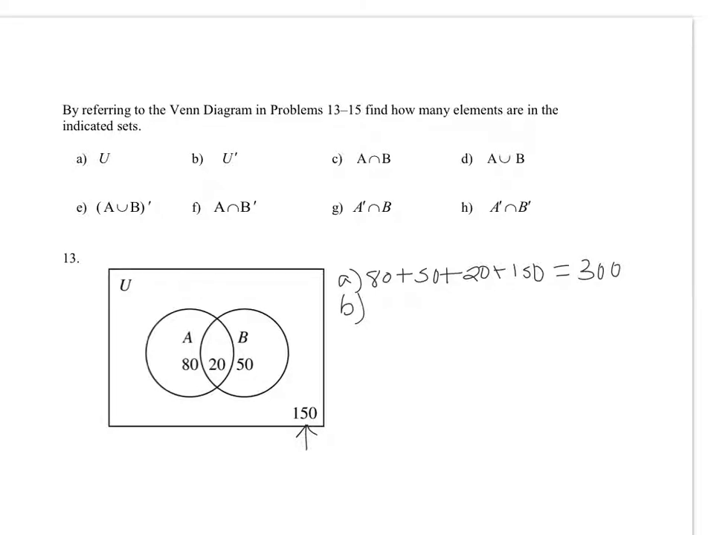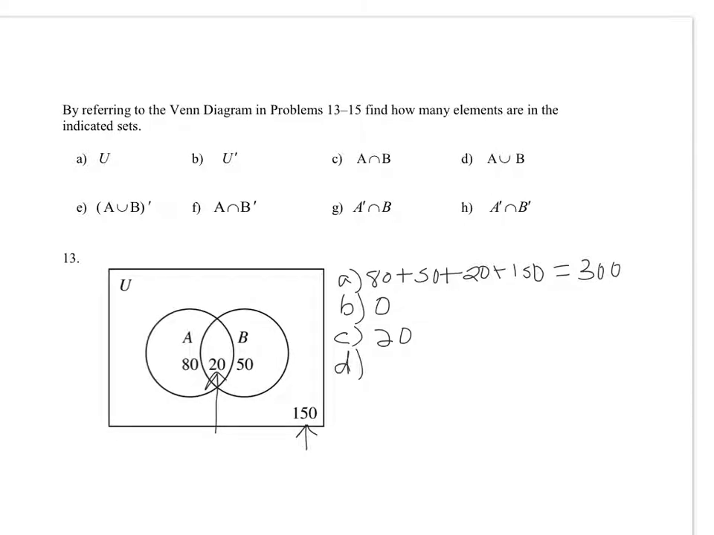Now on B, I'm trying to find U prime. That means everything that's not in set U. Well, if you look at the diagram, there's not anything that's shown outside that rectangle. The answer to that question is 0. Everything is inside set U. If you look at C, we want to find A intersected with B. So the intersection of A and B means I just want the values where these 2 circles overlap. And that's going to be 20 because that is right here.